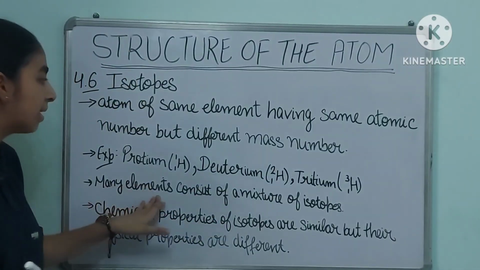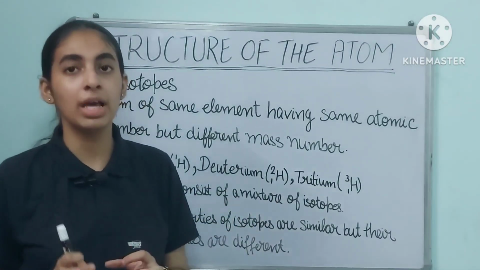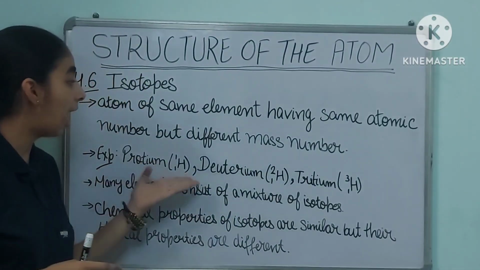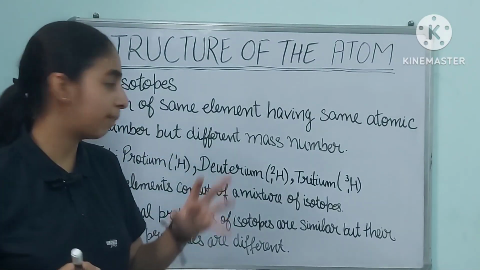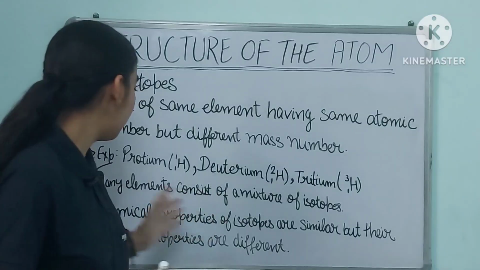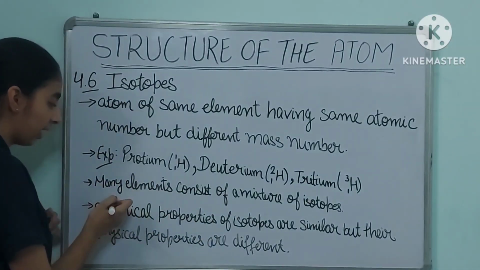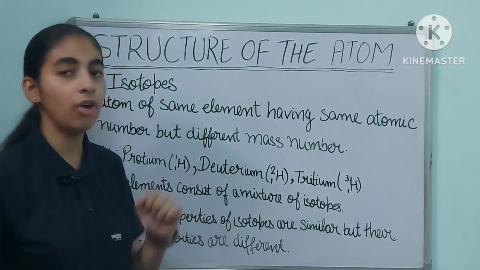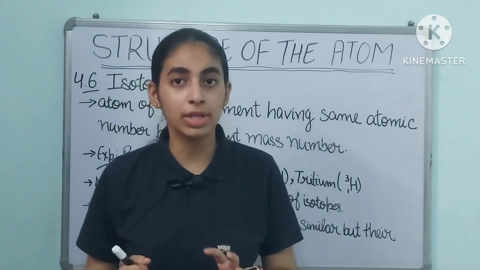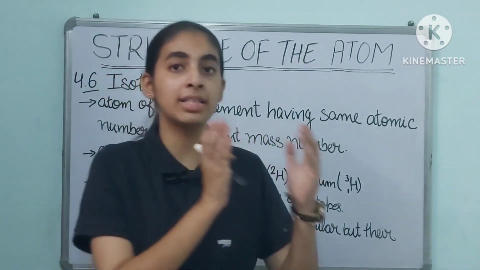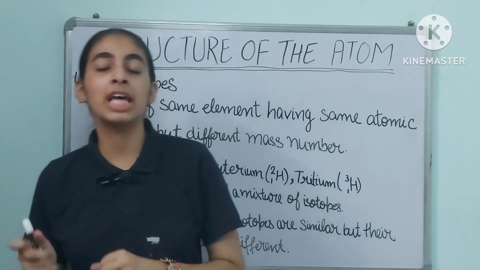Next, many elements consist of a mixture of isotopes. For example, hydrogen has 3 isotopes present of the same element: protium, deuterium and tritium. So that same line is written here, that many elements consist of a mixture of isotopes. And we know that chlorine also has 2 isotopic forms with the masses 35 u and 37 u.